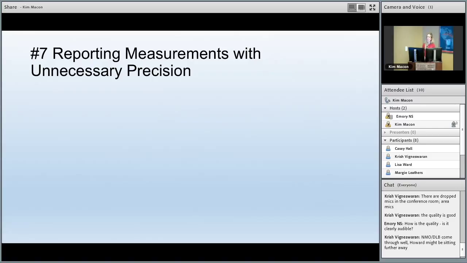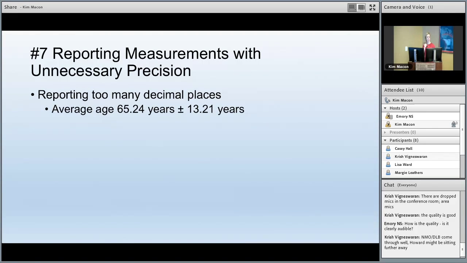So the next point I want to bring up is about reporting measurements with unnecessary precision. A lot of times, we report out way too many decimal places. Again, this is just a nuance and kind of a pet peeve of mine, but really, what is 4/100ths of a year? It means nothing.